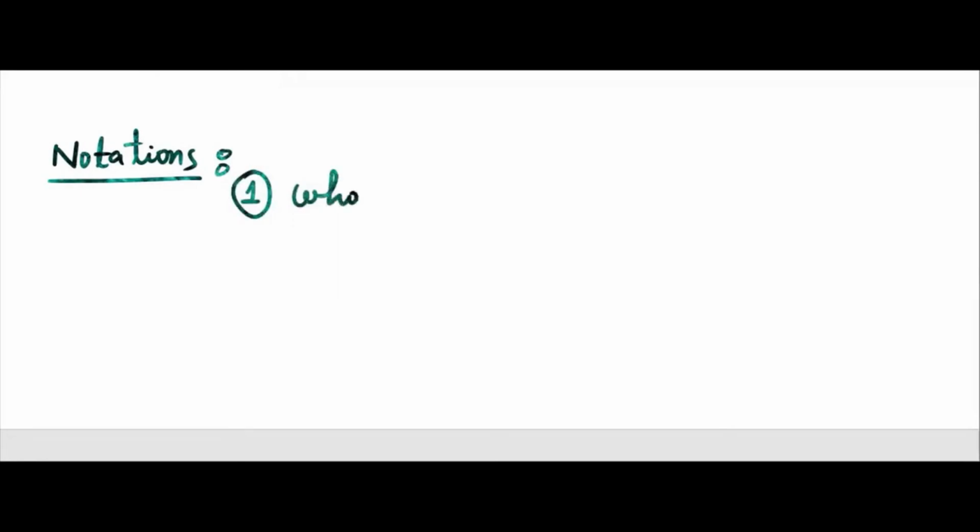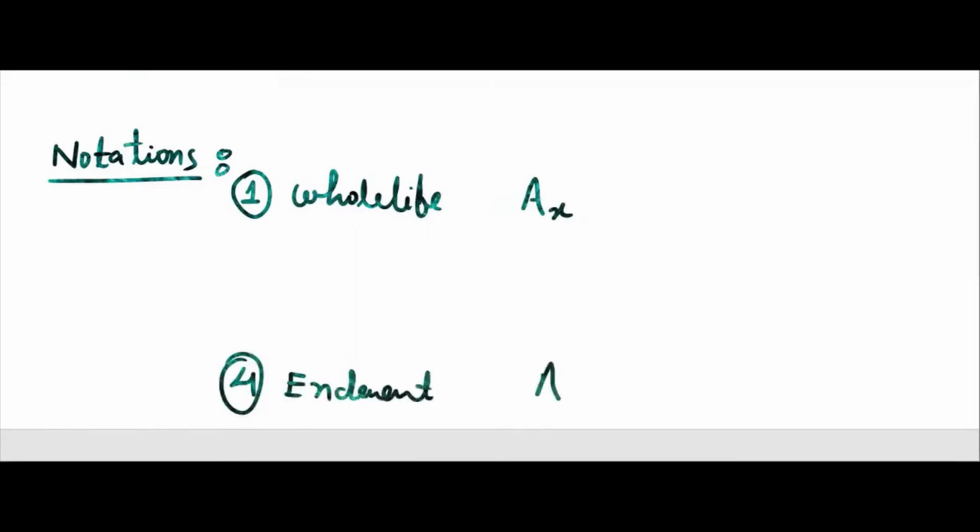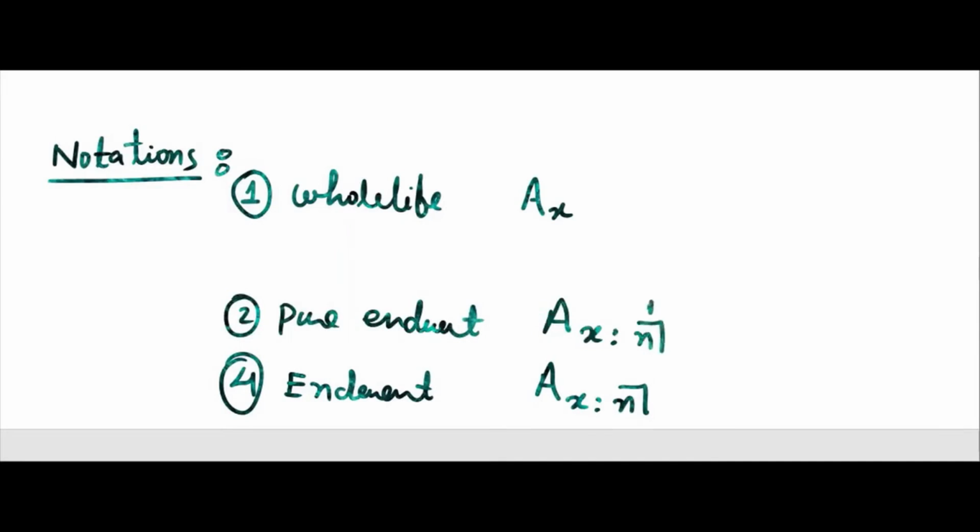Whole life, A x. Endowment, A x n. Then pure endowment, that will be A x n with 1 here. Then term, A x n with 1 here.